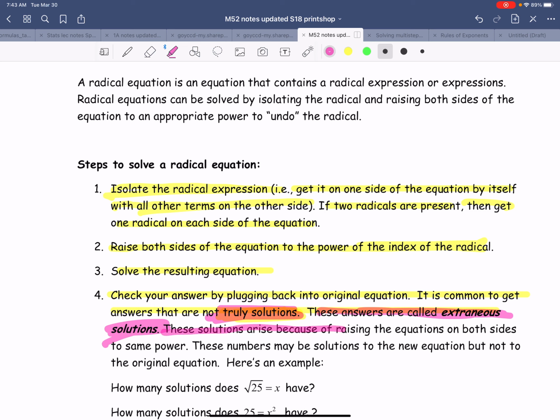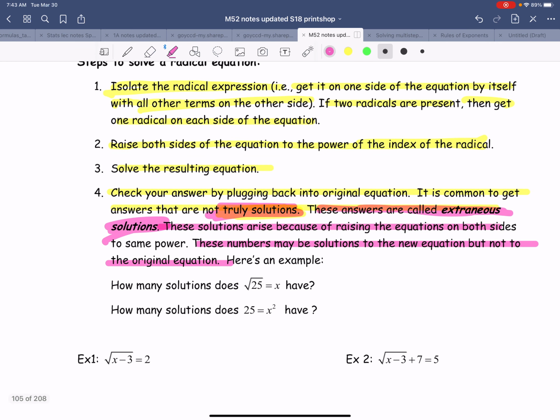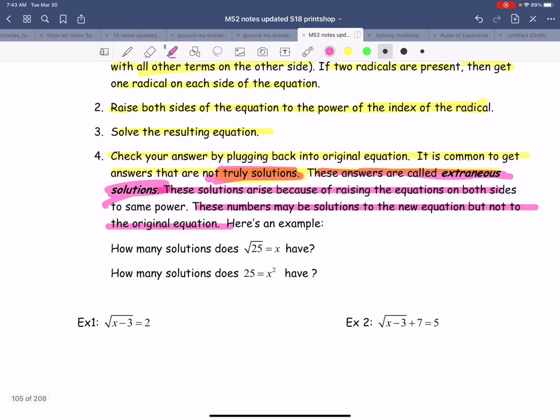These solutions arise because of raising both sides of the equation to the same power. These numbers may be solutions to the new equation but not to the original equation. Here's an example. How many solutions does the square root of 25 equal to x have? Well, there's only one solution, which is 5. And how many solutions does 25 equal to x squared have? There's two solutions, 5 and negative 5.